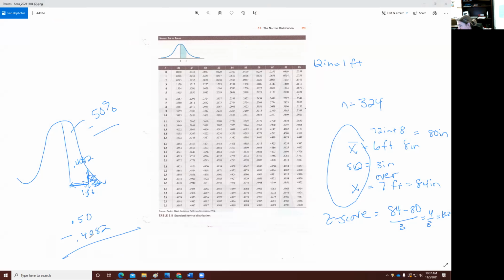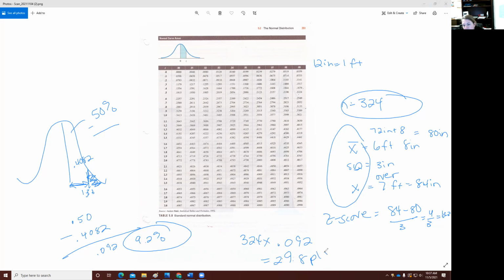And what we will be left with is our percentage that is over 7 feet tall, which is going to be about 0.092, which is 9.2%. Okay. But we want to know the amount of players that are over 7 feet tall. So what you would have to do is you would have to take your 324 and multiply it by our percent, which is that, and you would end up with 29.8 players. And we don't just have 29.8 players. This would be approximately about 30 players.